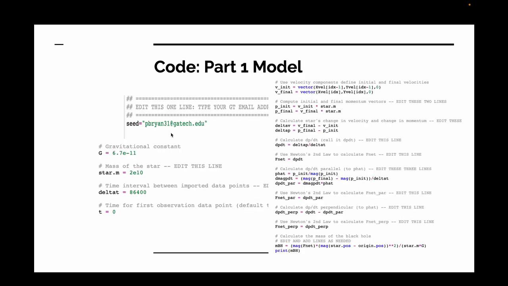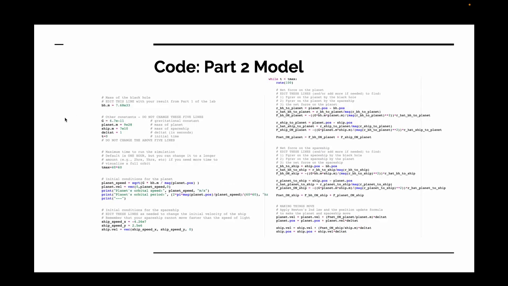Code for part 1: here's my initial seed, which changed the planet's orbit around the black hole. Constants, with delta t being 86400, are calculations for initial velocity, and multiplying velocity by the mass of the star to find momentum, delta v and delta p over delta t, which gets us Fnet, and then separating Fnet into perpendicular and parallel components, allowing us to calculate the mass by simply rearranging the law of gravitation.